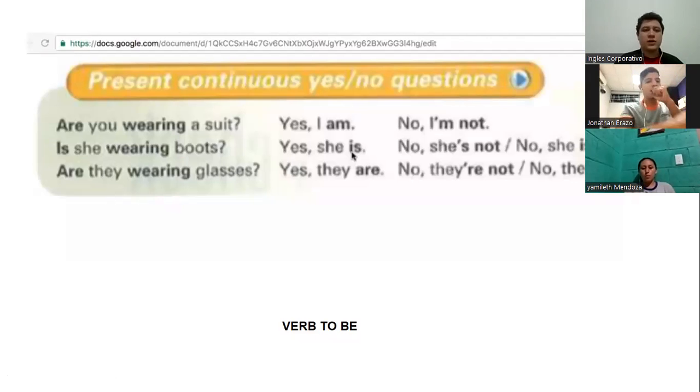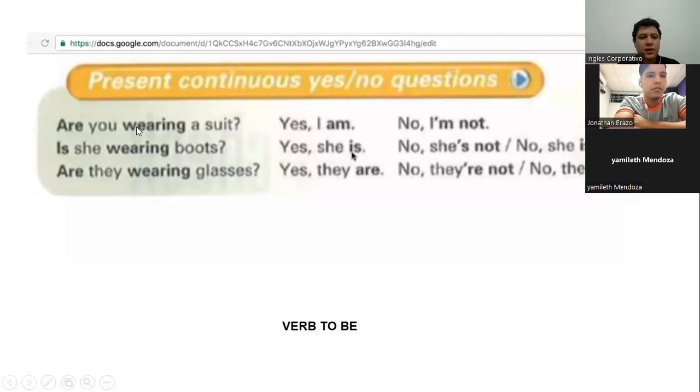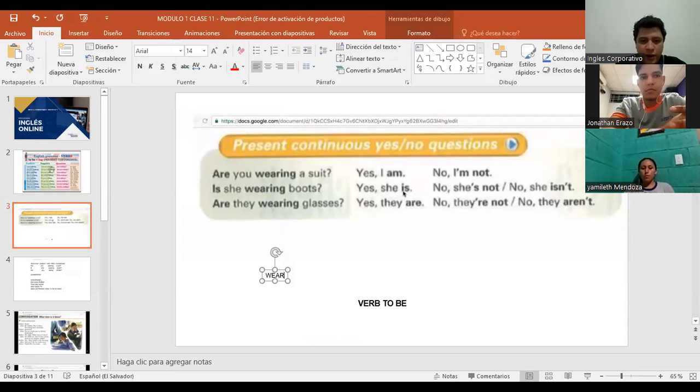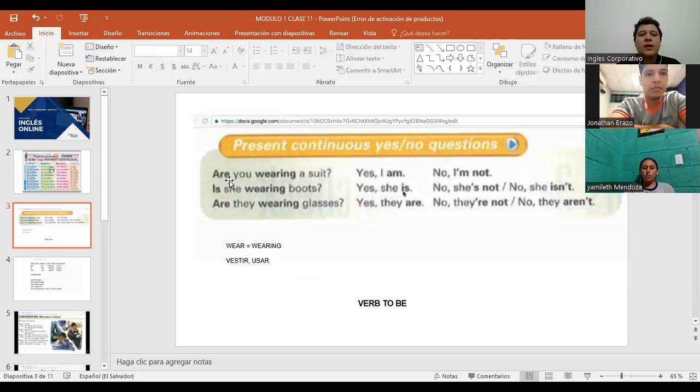Now, guys, we have this one as well. Tenemos estas preguntas, right? ¿Cómo se hace una pregunta? Are you wearing a suit? Wearing es del verbo wear, que significa vestir o usar, más que todo en ropa. So let me place it here. Tenemos wear, y el verbo en ing, wearing. ¿Qué significa? Vestir, o usar. Hablamos de ropa, right? This is very important, okay, guys? Aprendernos este verbo.